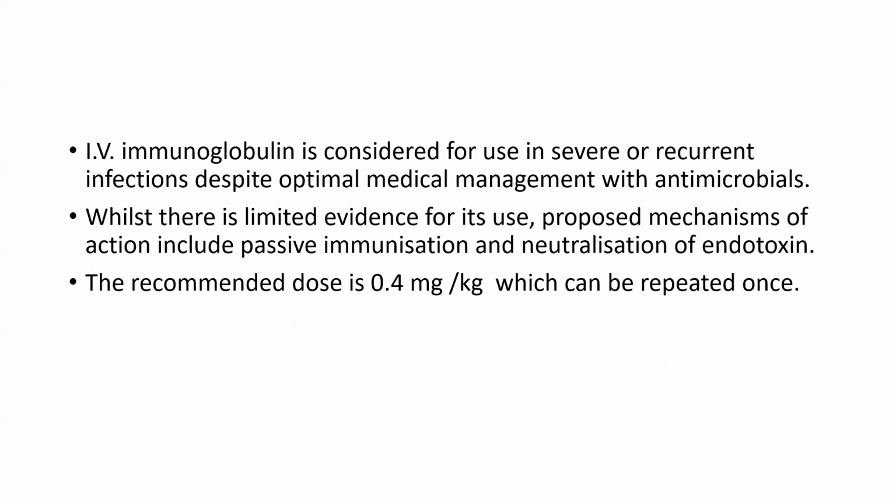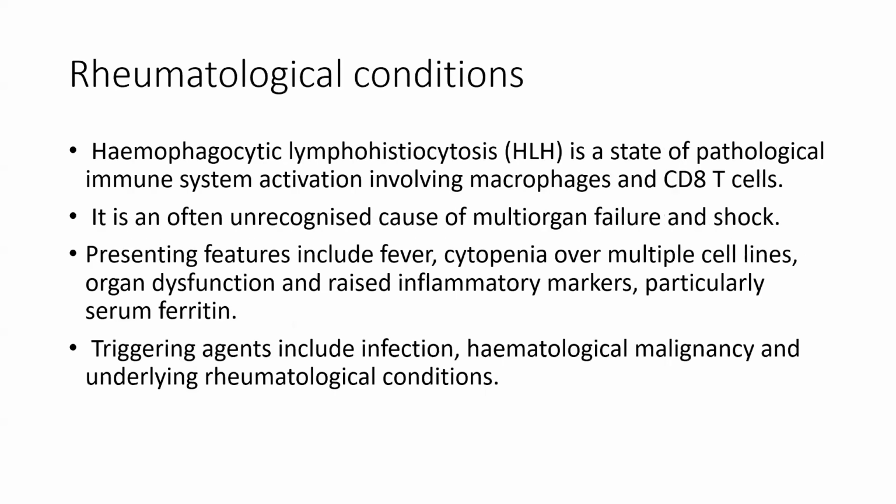So, IV immunoglobulin is considered for use in severe and recurrent infection despite optimal medical management with antimicrobials. While there is limited evidence for its use, the proposed mechanism of action includes passive immunization and neutralization of toxin. The recommended dose is 0.4 gram per kg, which can be repeated once.